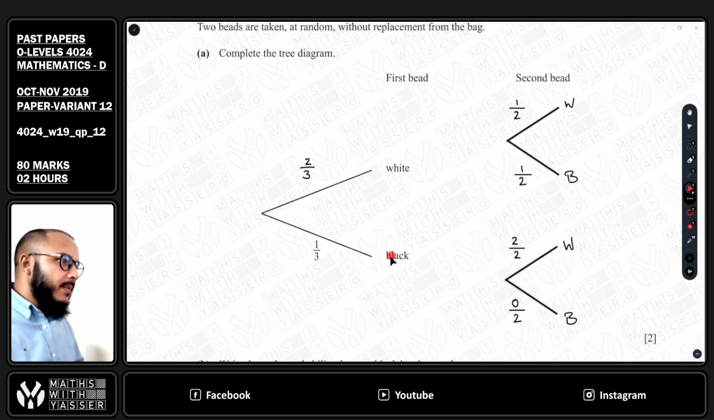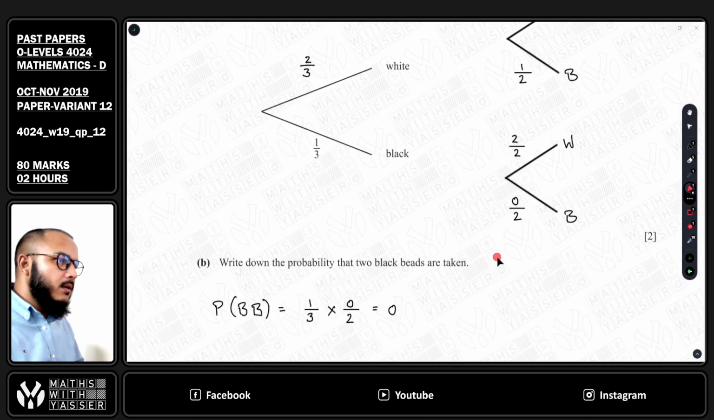Then for the black bead, since it again says without replacement, if you take away 1, then you will have 2 in the denominator, and there was only one black bead. So if you take away one black bead, that means you will have no black beads, and there will be 2 white beads remaining. So you can write this probability either as 2 over 2, which is 1, it's the same thing.